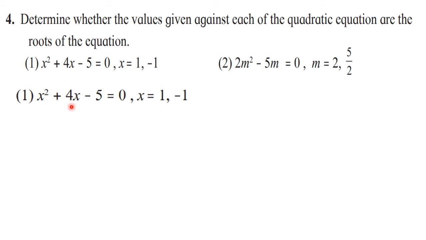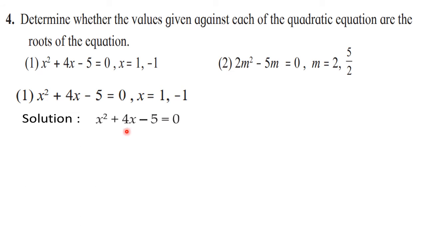First one, x square plus 4x minus 5 is equal to 0. And two values of x are given. Firstly, x is equal to plus 1 and secondly, x is equal to minus 1. So we have to check for these two separately. So first let us check for x is equal to plus 1.